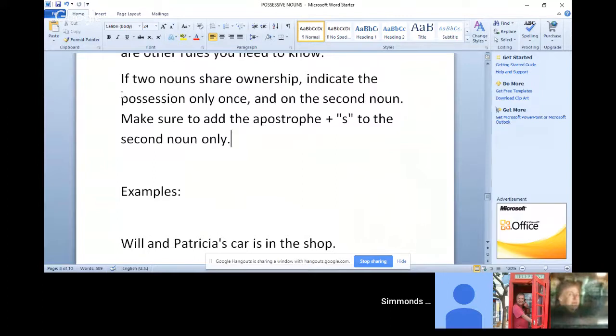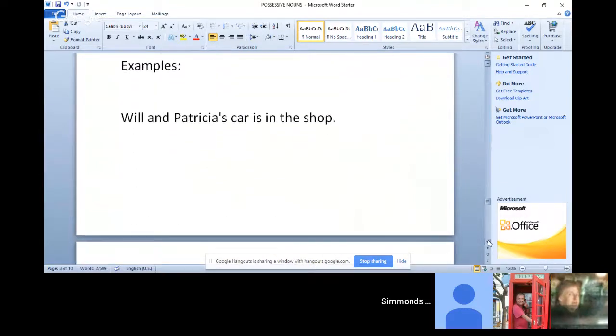We only use the possession once, and it's on the second noun, in this case, Patricia. And again, you just add the apostrophe s. So it's not Will's and Patricia's car. No. So Will and Patricia's. In this sentence, only one apostrophe and s, because they share one car. They're probably married. We can say they're married.